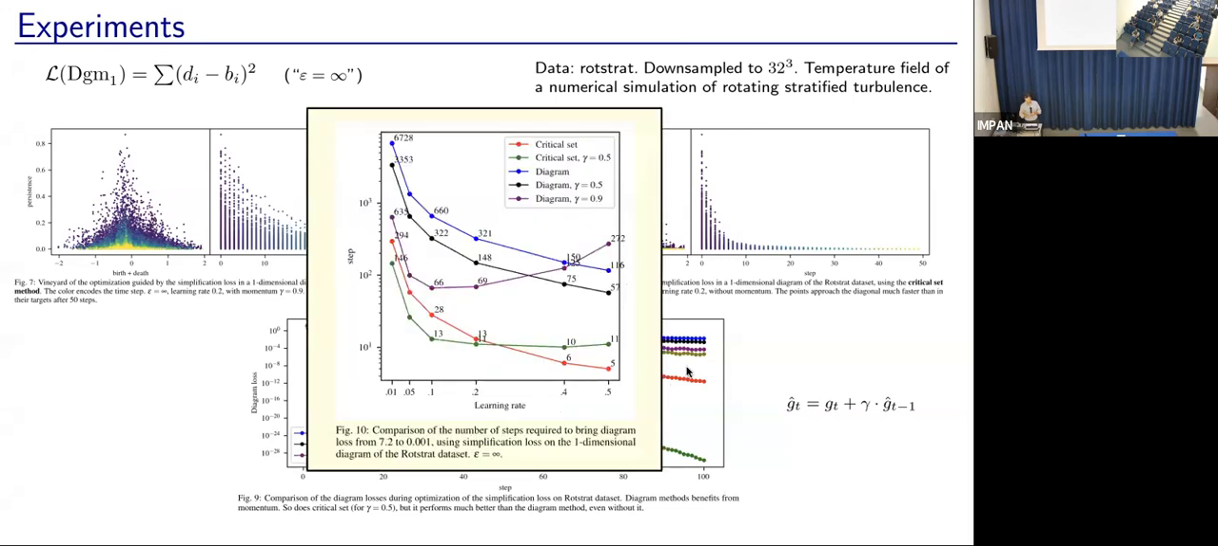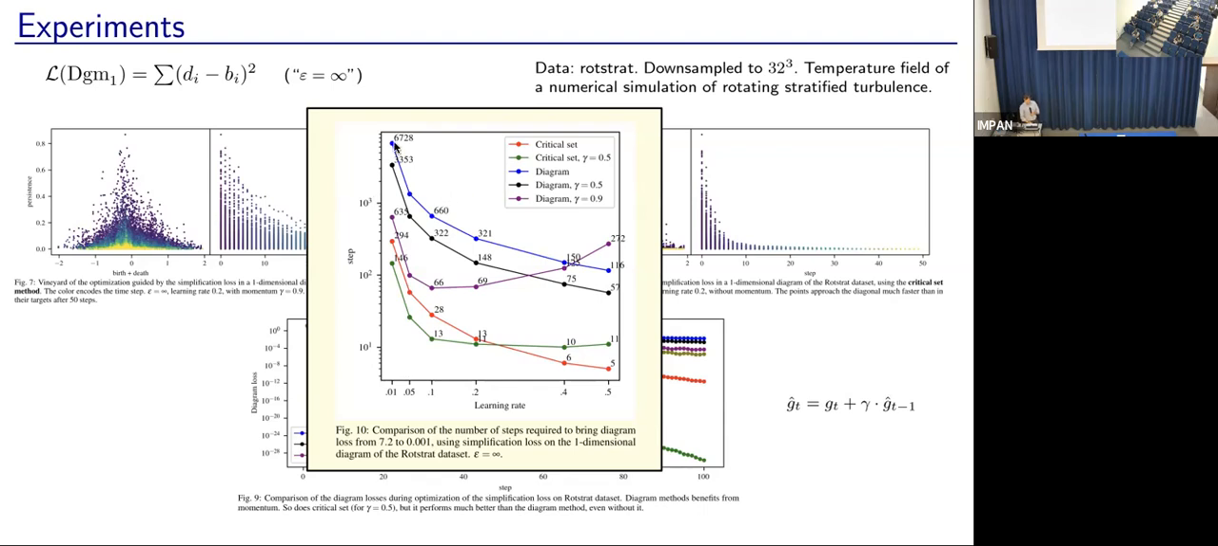Unlike with the diagram losses, the more you crank it up, the better off you are. Yeah. And right. So the picture here is that the task is we want to simplify the function to some prescribed value. We want to bring loss down to some prescribed value. We vary the learning rate, which is what's on the horizontal axis. And on the vertical axis, we track how many steps we have to take.